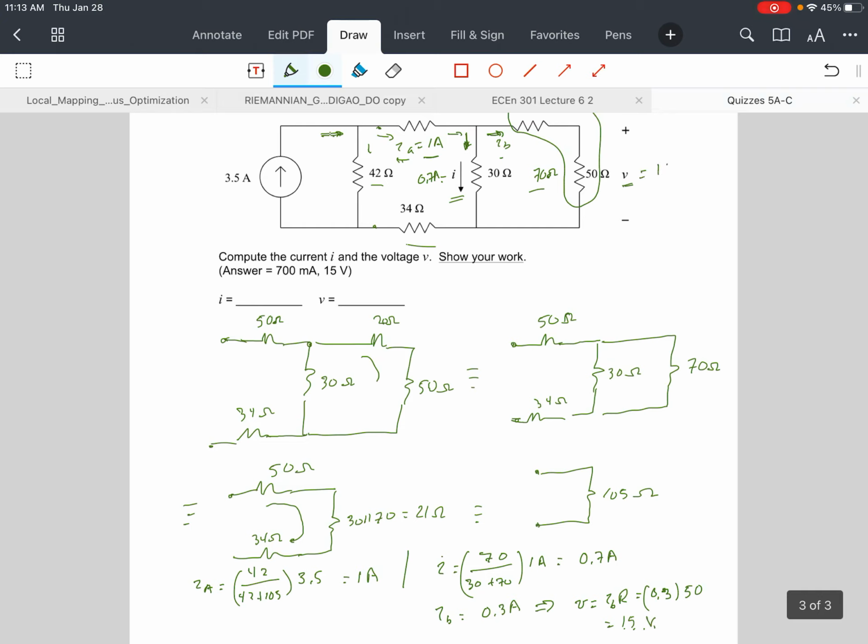Those are the answers. V is 15 volts, and I is 0.7 amps. If I multiply by 1000, this is going to be 700 times 10 to the minus 3 amps, or 700 milliamps. The m means times 10 to the minus 3. Okay, so that's the answer: 700 milliamps, 15 volts.